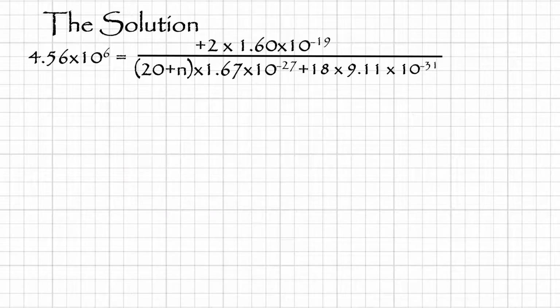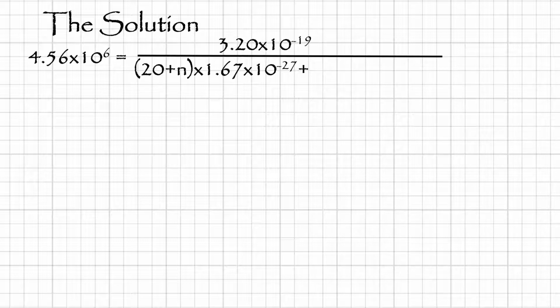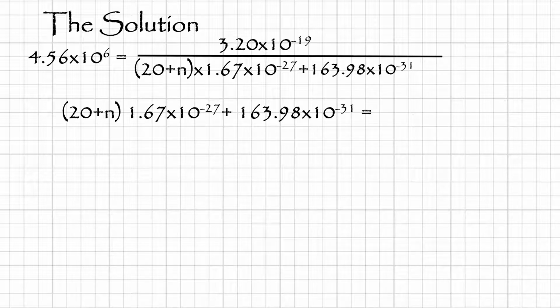Placing this into our equation, including the specific charge that we were given in the question, we get the following formula. Evaluating this to make it a little simpler for us, we get 3.20 times 10 to the minus 19 on top, and we can simplify the 18 times 9.11 times 10 to the minus 31. Next, we'll move what's underneath the division line to the left side of the equation. Meanwhile, what was on the left side of the equation will move to the right.